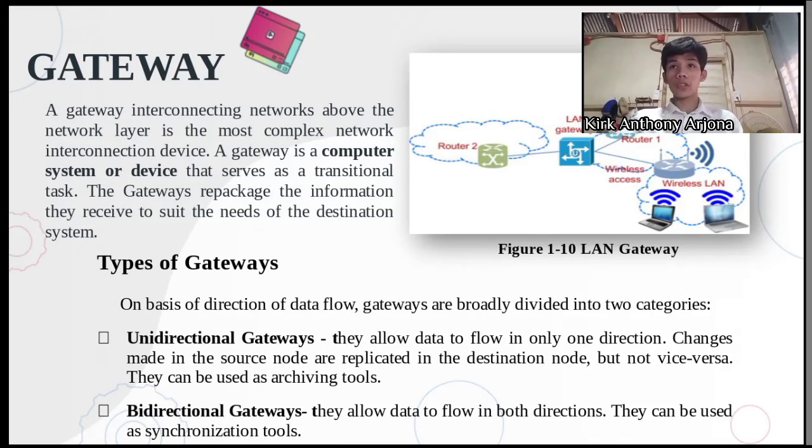Thank you, Lawrence. Let's talk about types of gateway. A gateway in a computer network has mainly 2 types, unidirectional gateway and bidirectional gateway. Below, there is a brief introduction about both types of gateway. The first one is the unidirectional gateway.